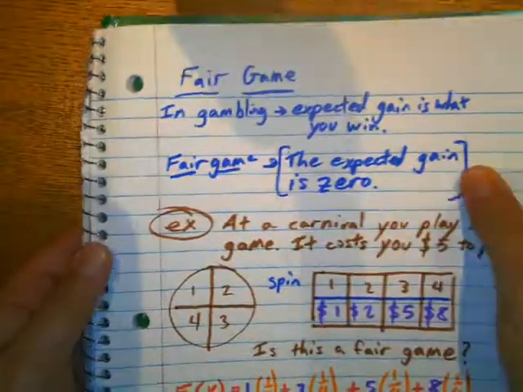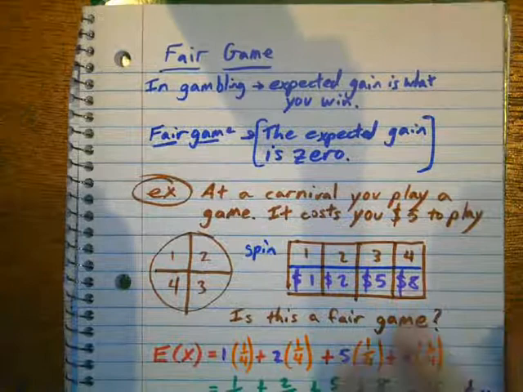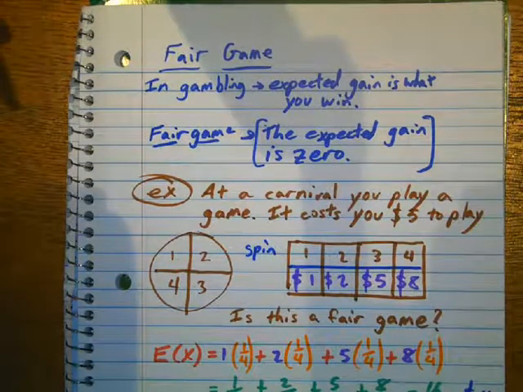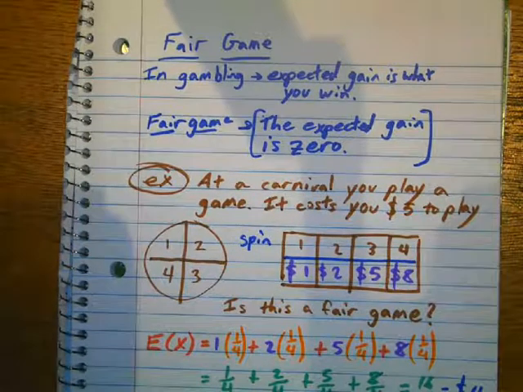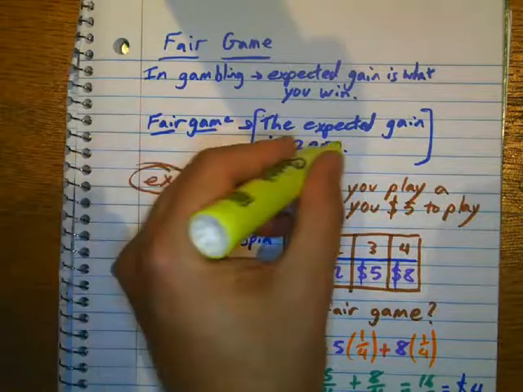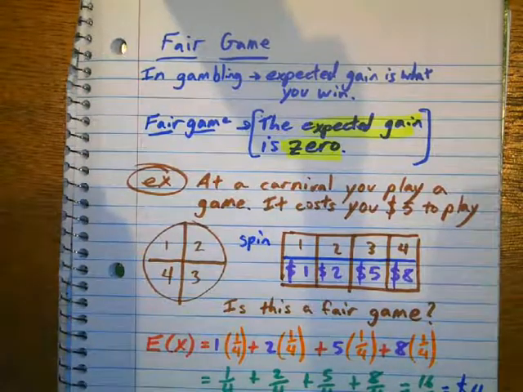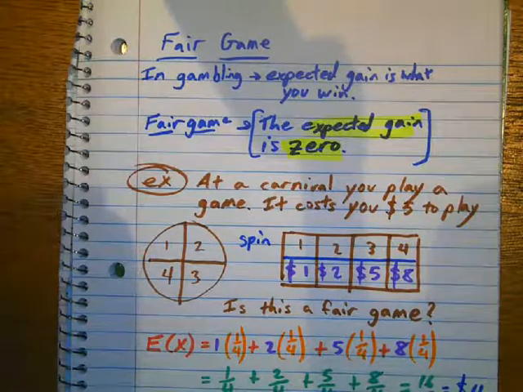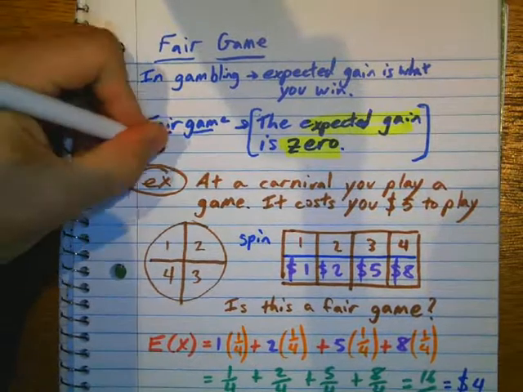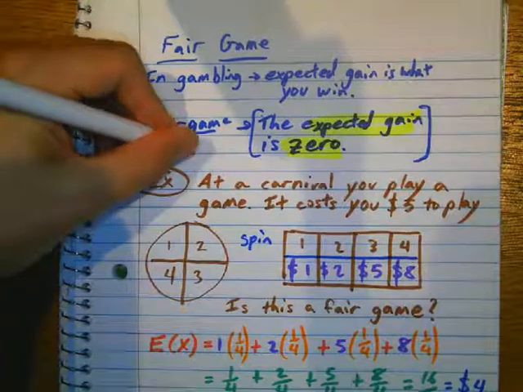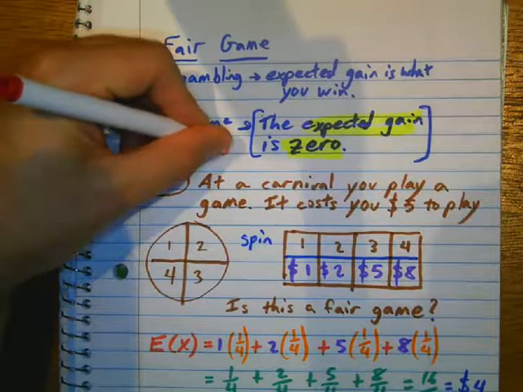Okay, now we're going to talk about fair game. Fair game, we're still going to be calculating expected value, but the important thing about fair game is the expected value when you're all done with this fair game is 0. So if it's a fair game, then we would say EX is equal to 0. Okay?